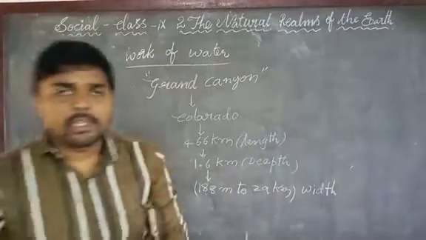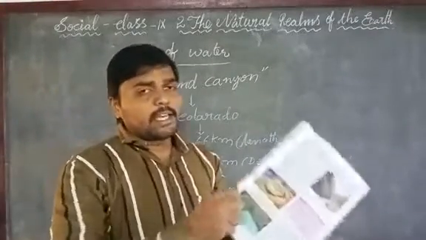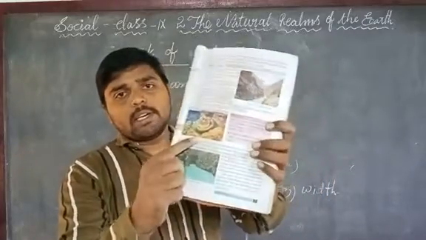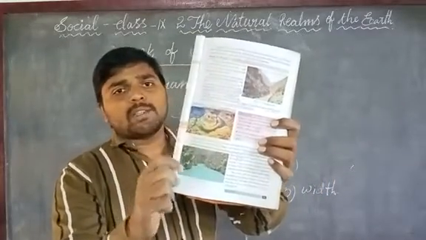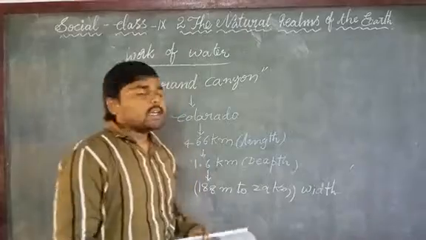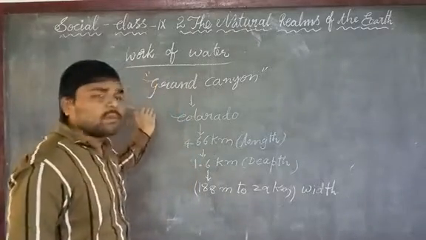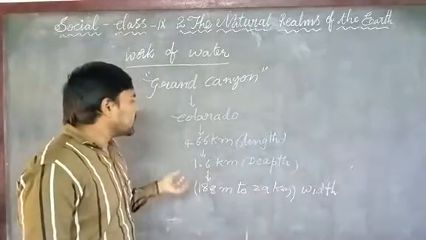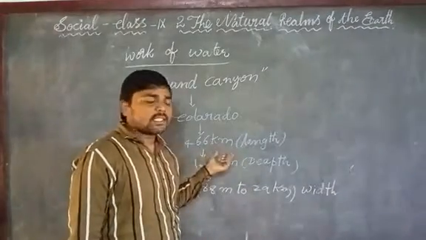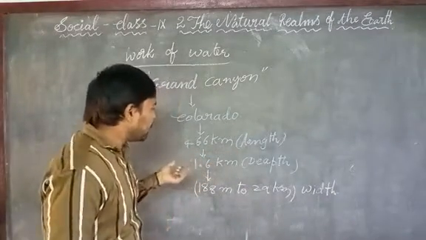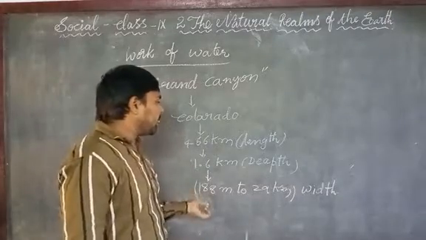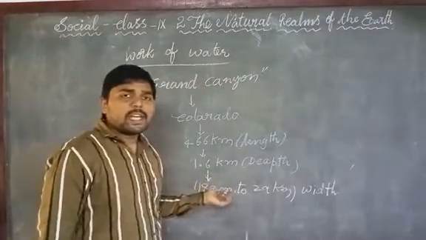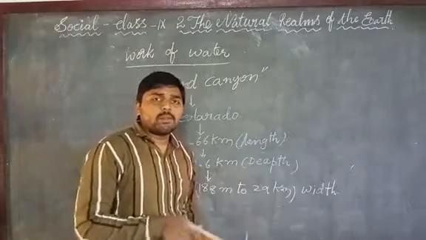This is the Grand Canyon, Arizona, which is formed due to the work of water. It is formed in the river Colorado, and it has a length of 466 kilometers, a depth of 1.6 kilometers, and a width that varies from 188 meters to 29 kilometers.